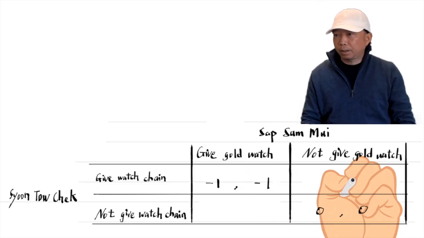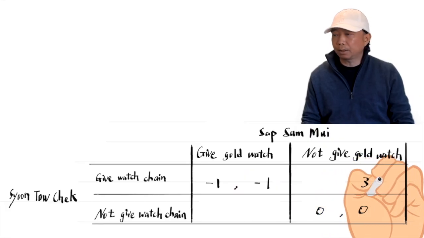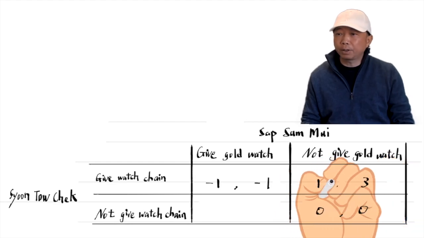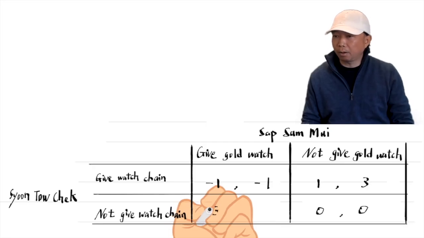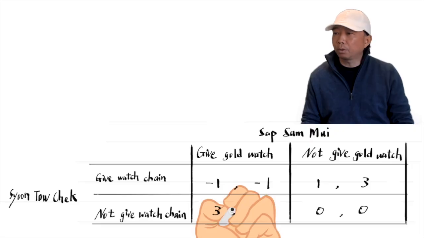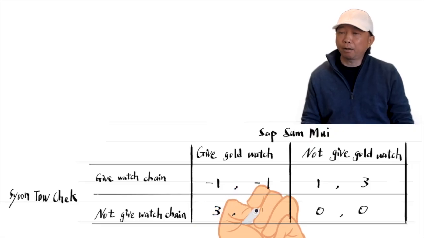If 船頭尺 gives the watch chain, but 13枚 does not give the gold watch, then 13枚's gold watch now has a matching chain, so her payoff is 3. 船頭尺 is also satisfied, so his payoff is 1. If 船頭尺 does not give a gift, but 13枚 gives the gold watch, then 船頭尺 receives the watch and gets a payoff of 3. 13枚 will also feel happy, so her payoff is 1.